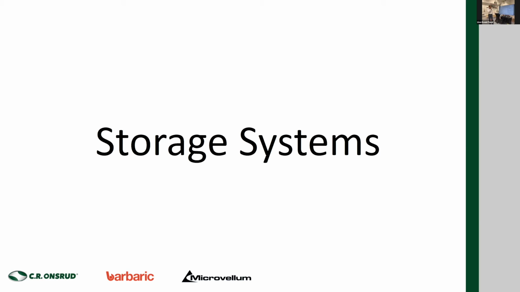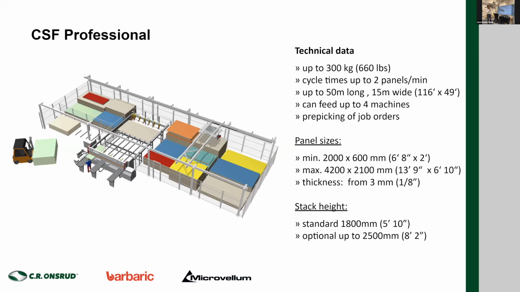Storage and retrieval systems. The CSF Professional. This is also a great feature where you can store all of your inventory within one system. You essentially just need one operator to load stacks of material in the loading bunks. And then you can simply send work orders from anywhere in your shop, from your office, to our system. And then it automatically sends these jobs to the CNC or saw. We can integrate multiple machines and it works off that job order by itself.